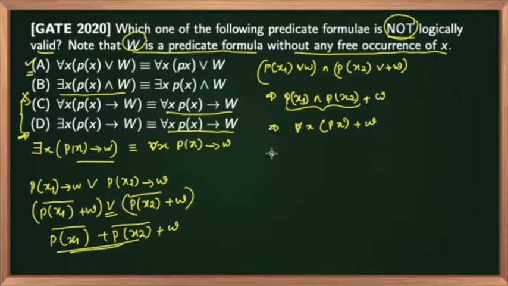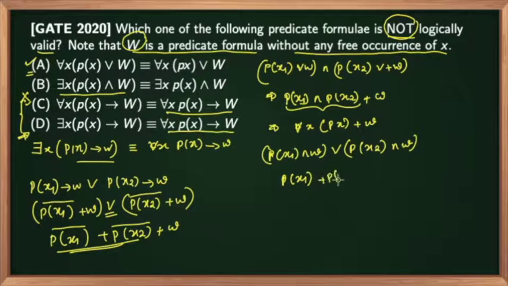So that means P of x1 and W, right? There exists an x, so or P of x2 and W, right? So we can take W outside. So that will be equal to P of x1 or P of x2, and W, right? So that's equal to there exists x, P of x and W, right? So the second one is also right.